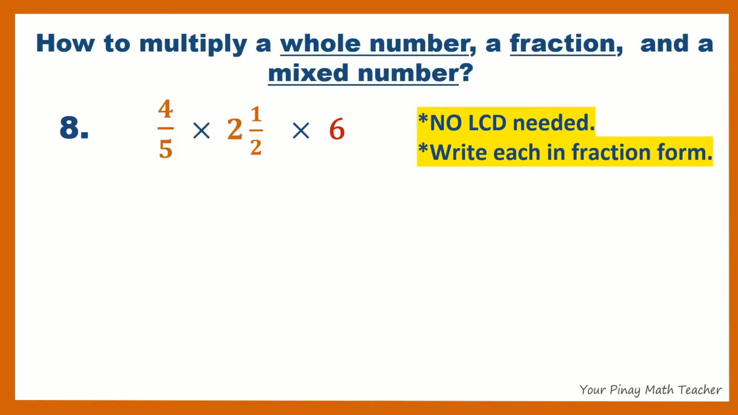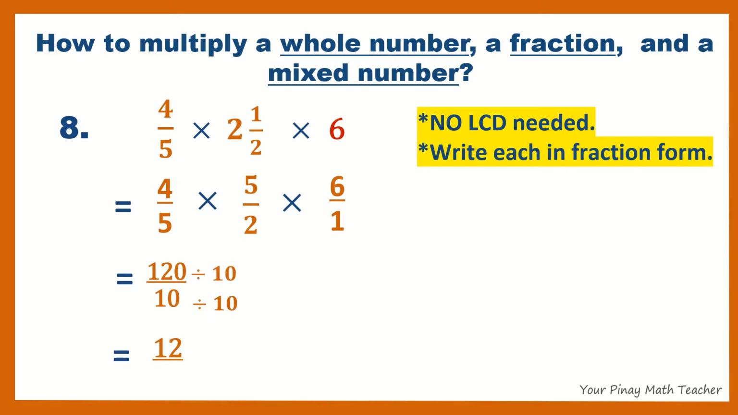Example 8. 4/5 times 2 and 1/2 times 6. Each must be written in fraction form. So bring down 4/5 and change 2 and 1/2 to 5 halves, and the whole number 6 to 6 over 1. Applying method 1, we have to multiply the numerators first. So 4 times 5 times 6 is 120. Then 5 times 2 times 1, we get 10. So dividing both by 10, we get 12 over 1, or the final answer, 12.